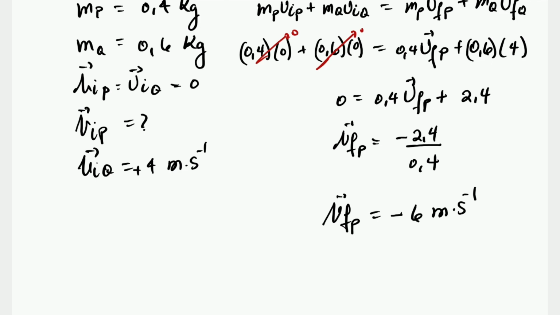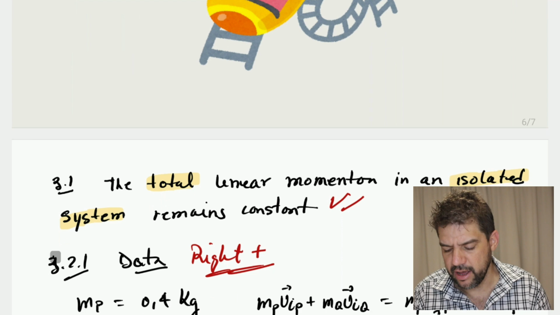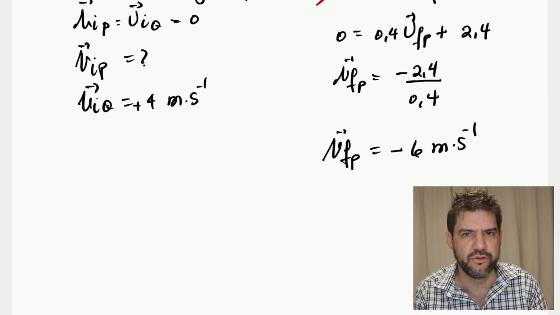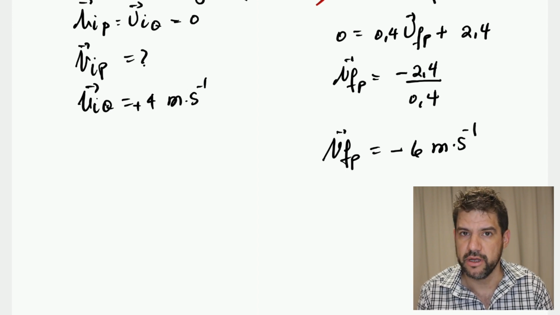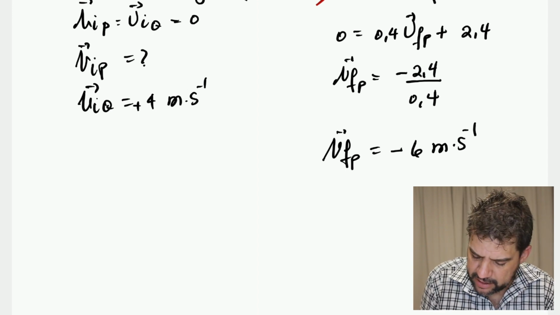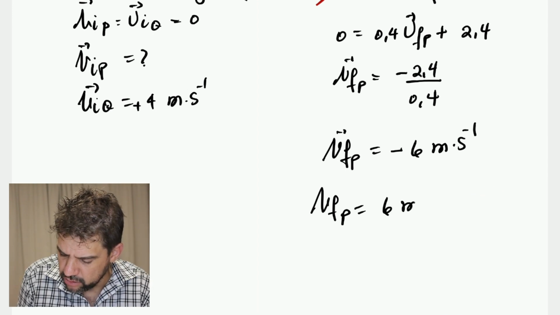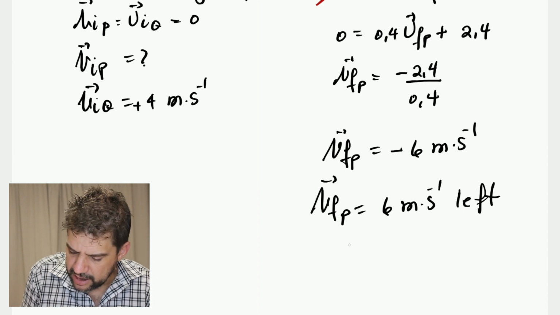The question asks you to calculate the velocity, which means you need a direction. The negative means direction, but we're going to write it in words. We're going to keep doing it like that, because I've seen in exams, while I'm marking exams, that they don't want to give marks if you don't write the word. So let's say the final velocity p is equal to 6 meters per second left. And that is the final answer.